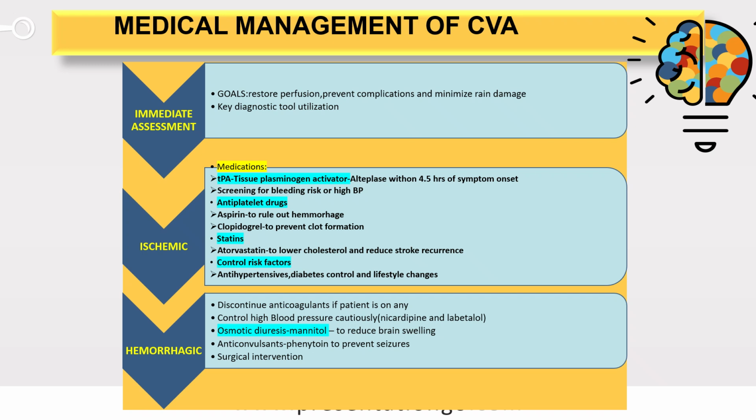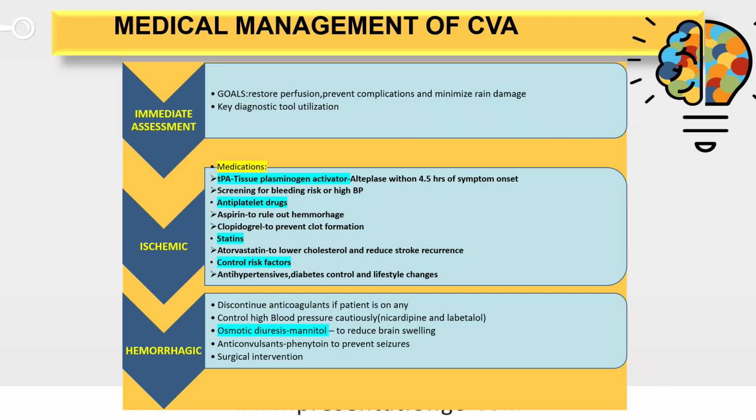Before giving alteplase, we always screen for bleeding. There's a questionnaire where you will ask about things like hemorrhoids. You will ask about any risk factors, whether you're taking aspirin and so on. Antiplatelet drugs: aspirin is the drug of choice, also clopidogrel. Statins: we give atorvastatin to lower the cholesterol and reduce the chance of a stroke happening again. Control factors are your antihypertensives, diabetes control, and lifestyle changes.